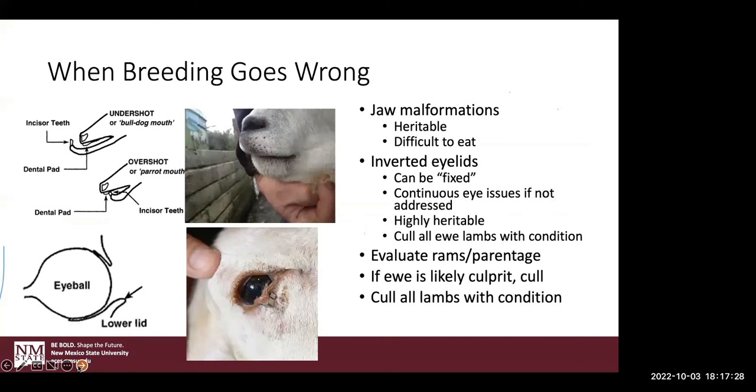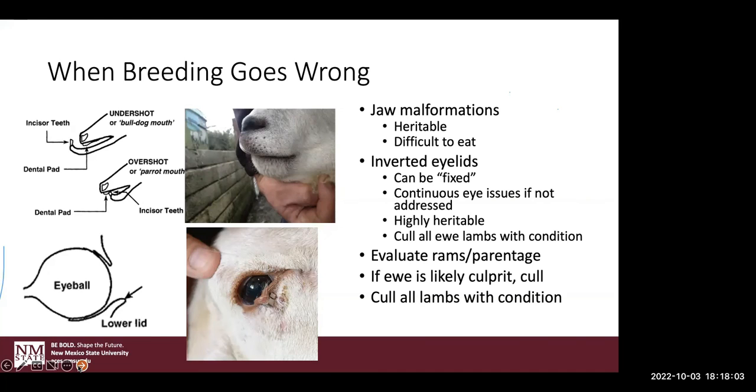Something else to really look out for, and this is not only in your rams, but in your offspring and in your ewes, are malformations, or when breeding goes wrong. There are multiple issues with sheep that can happen. Jaw malformations are pretty heritable, and whether they're parrot mouth or undershot, bulldog mouth as they call it, they can't eat very well. And so long term, these animals aren't going to last.